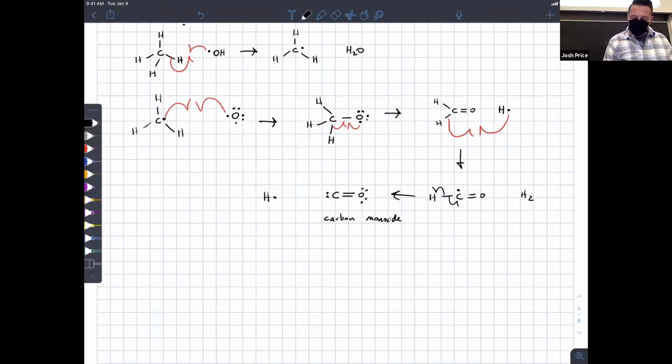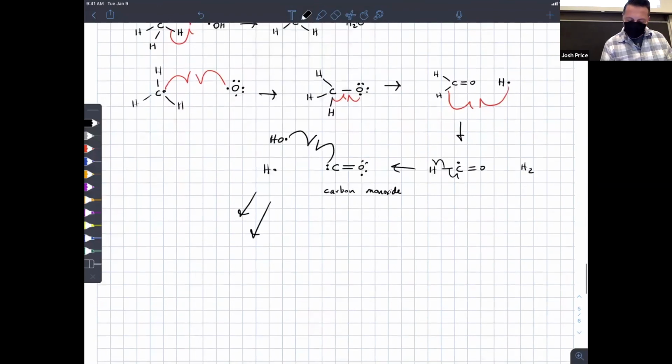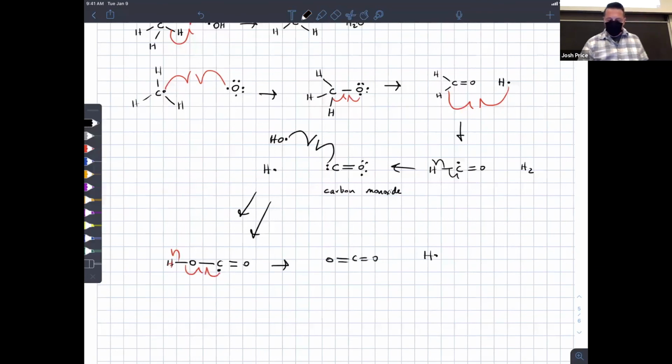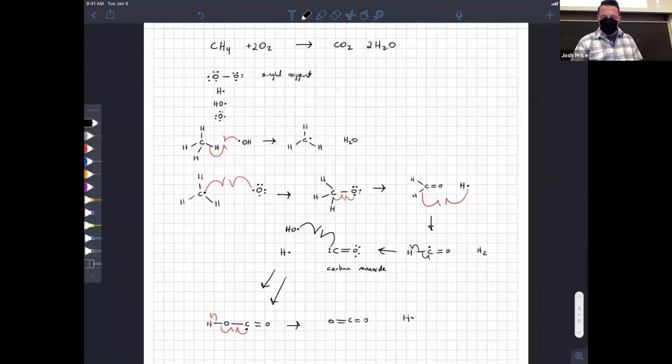And then through a couple of other steps, which, if you really want to see them, we can use a hydroxy radical with one of the electrons of carbon monoxide to generate the following molecule. And then all it takes is this to spit out CO2 and another hydrogen radical. So imagine all the work you'd have to do.